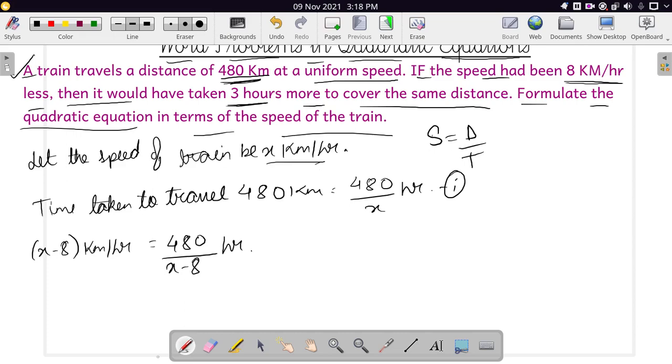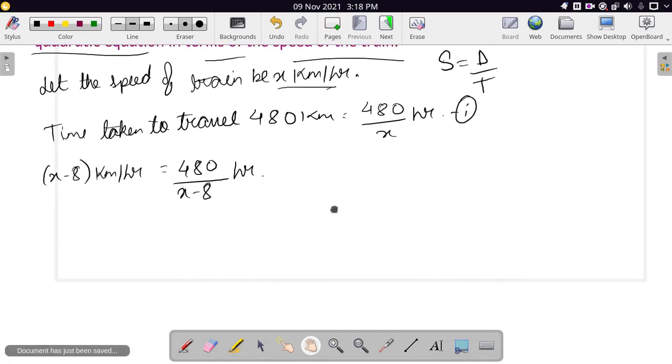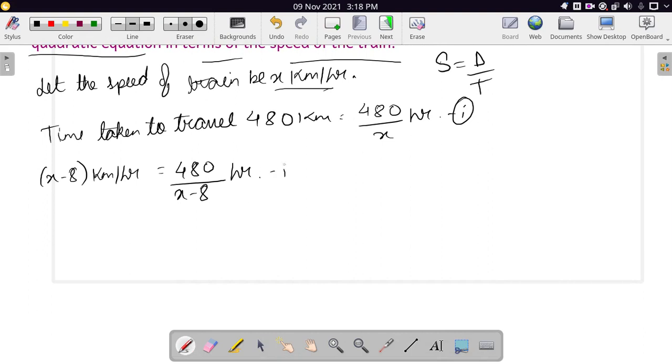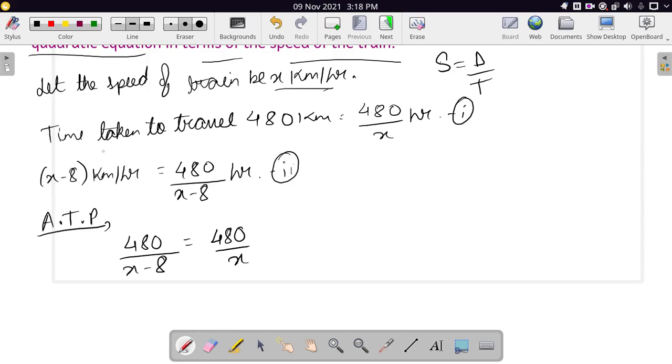So now we need to formulate the equation. How will we formulate it? We can label this as 2. According to the problem, you have to write it like this: 480 by x minus 8. This is the new time. This is equal to 480 by x, the original time taken to travel 480 kilometers, plus 3 hours, right? The new time is exactly what it's saying.